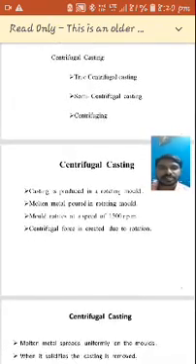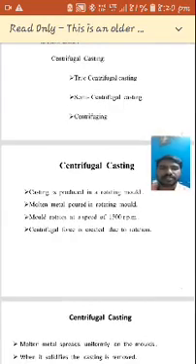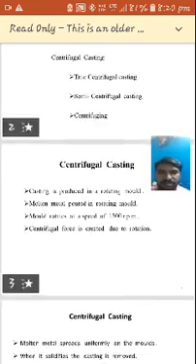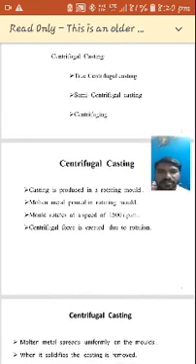Here we use centrifugal casting. The casting is produced in a rotating mold, so the molten metal is poured into the rotating mold. The mold is rotated in motion, and the molten metal is poured over the rotating mold. So while rotating, what happens? Generally, this mold rotates at a speed of 1500 rpm.